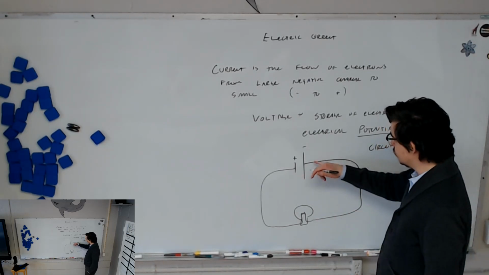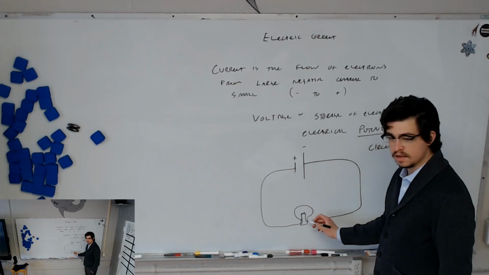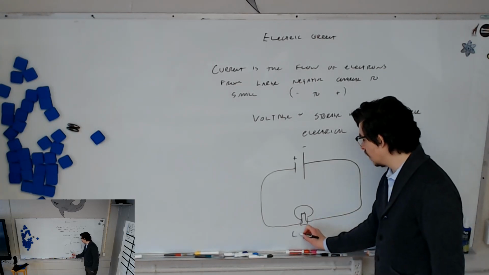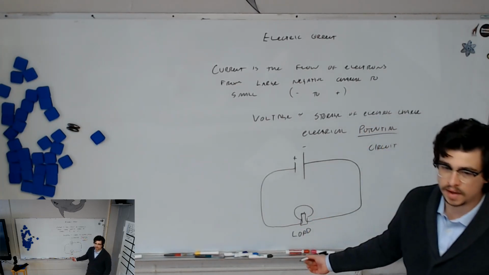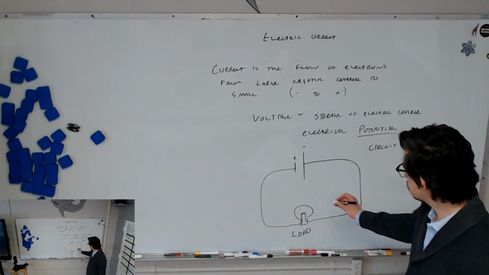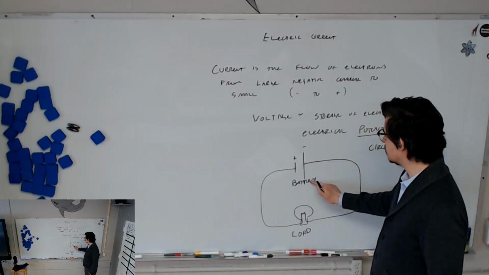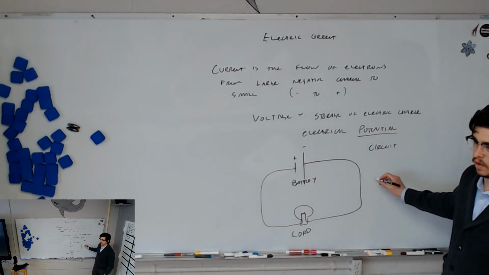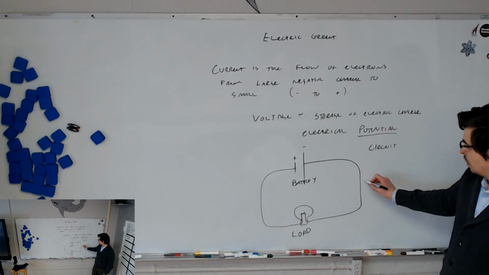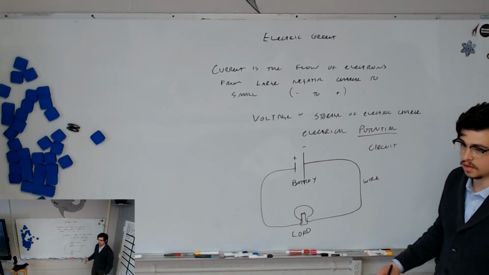So the electrons are moving along here, and as they get to this little light bulb, which we call a load, anything that's being powered by the electricity we call a load. But what's this line I've drawn? What do we call that? A wire. I'd call it wire. You might call it conduit.